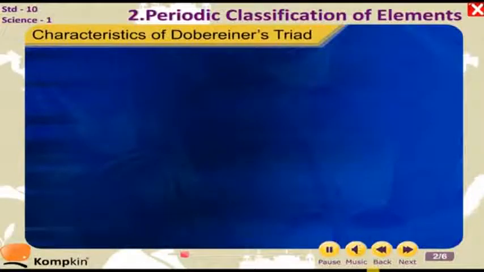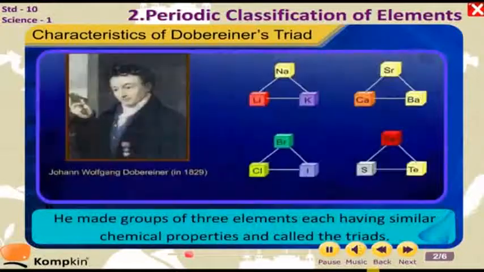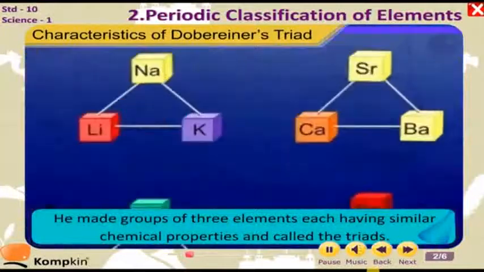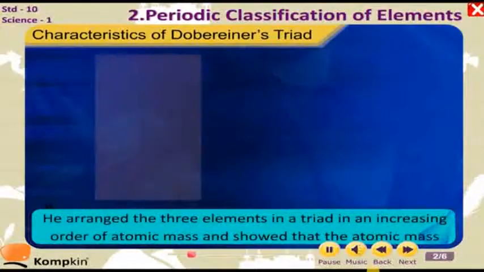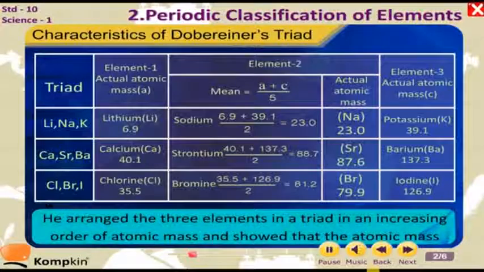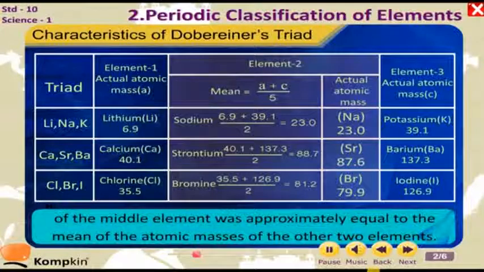Dobereiner's triads. Characteristics of Dobereiner's triads. A German scientist, Dobereiner, suggested that properties of elements are related to their atomic masses. He made groups of 3 elements, each having similar chemical properties, and called them triads. He arranged the 3 elements in a triad in increasing order of atomic mass and showed that the atomic mass of the middle element was approximately equal to the mean of the atomic masses of the other 2 elements.